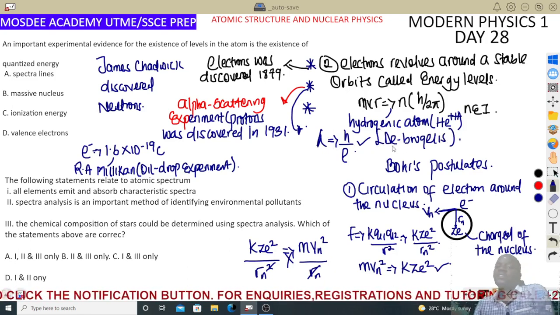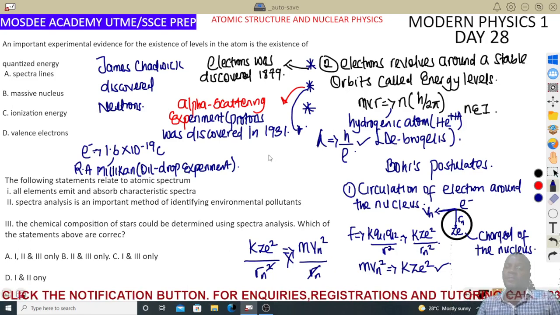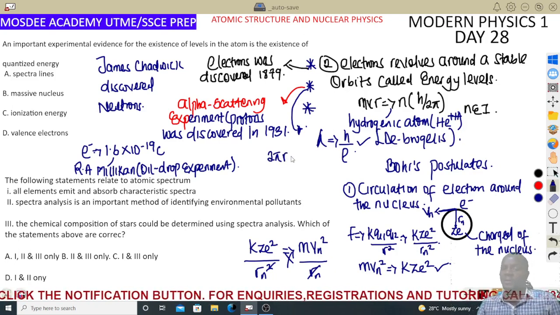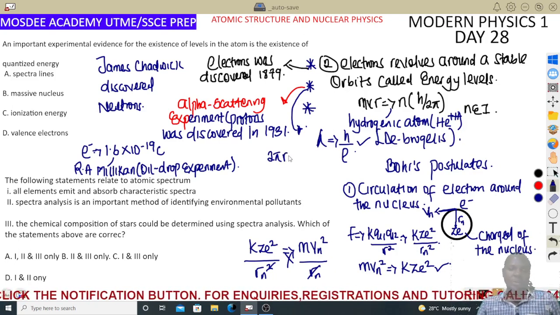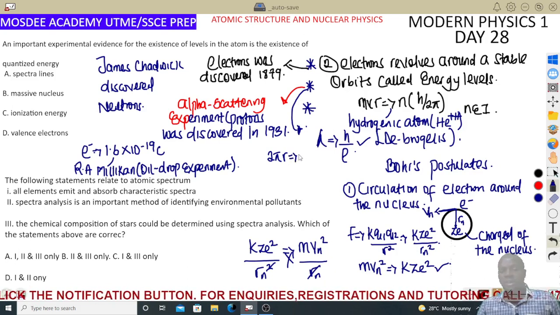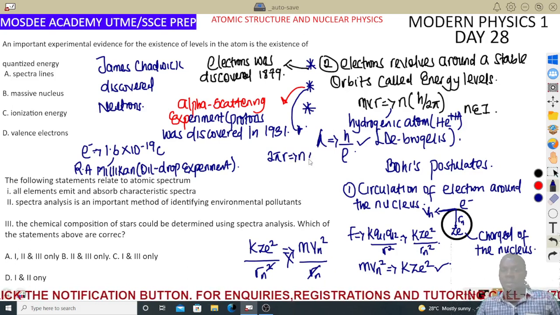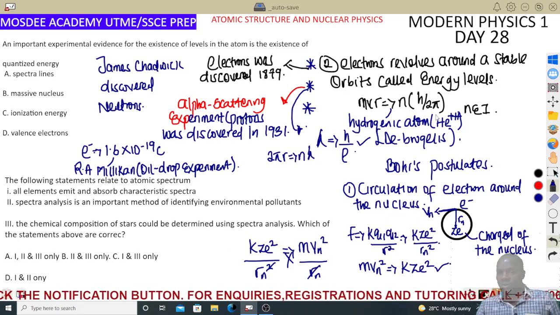I'm sure you've heard about it. And he was the one that explained this to us in terms of the circumference of a circle, which is 2 pi r. And if the circumference equals 2 pi r, it must equal what? The number of the energy level multiplied by the wavelength. So you can see from here, you can substitute, and you are going to get this formula.